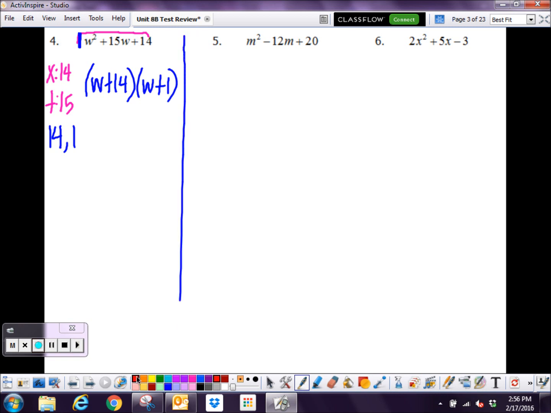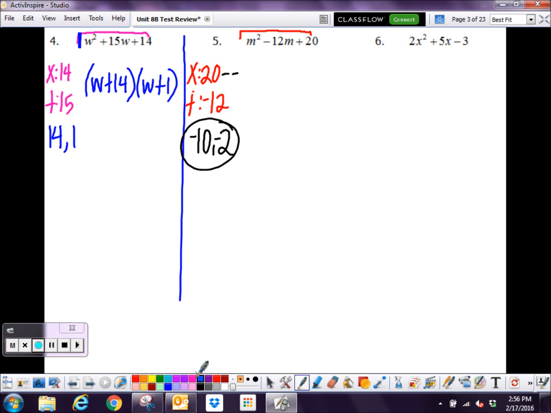Number 5, have m squared minus 12m plus 20. There is no GCF here, so I'm going to multiply A times C. I need 2 factors that multiply to be 20 and add to be negative 12. You have to be able to recognize here that this is going to have to be 2 negatives. If they're going to multiply to be positive but add to be negative, that means it's going to be 2 negatives. My 2 negative answers here are going to be negative 10 and negative 2.